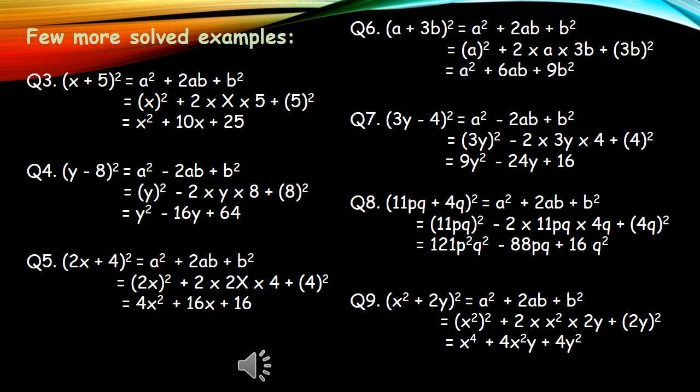Question number 9, (x square plus 2y) whole square. So we are using the identity a square plus 2ab plus b square, which gives us (x square) whole square plus 2 into x square into 2y plus (2y) whole square. (x square) whole square will give us x to the power 4, plus 2 into 2, 4x square y, plus (2y) whole square gives us 4y square.